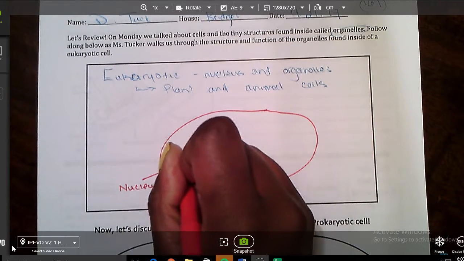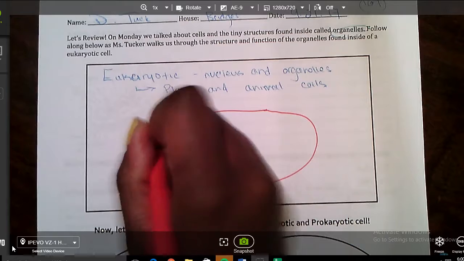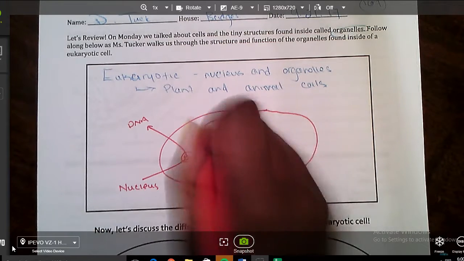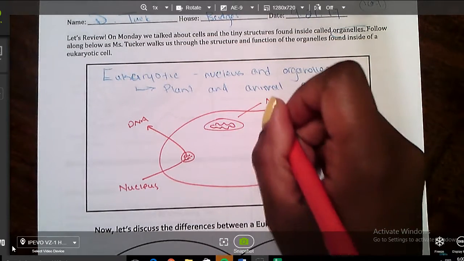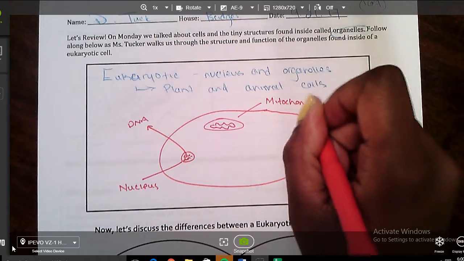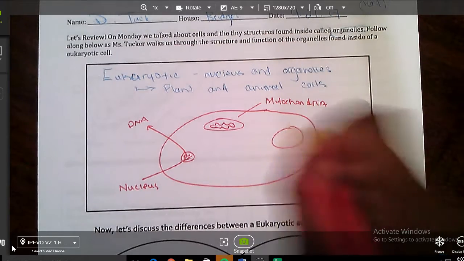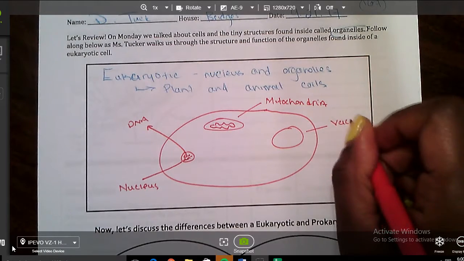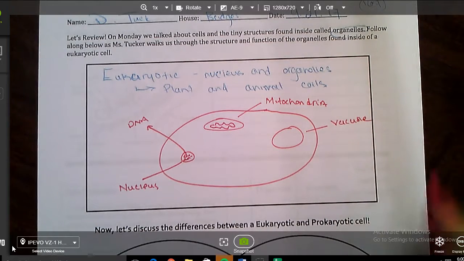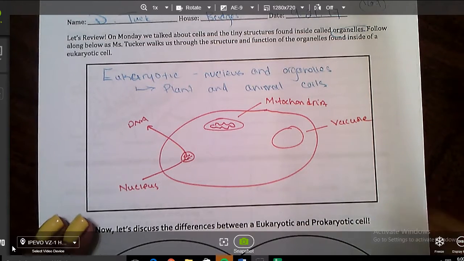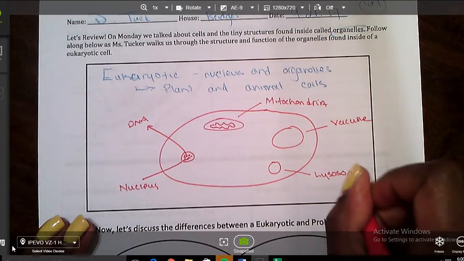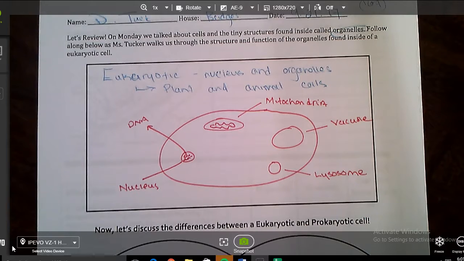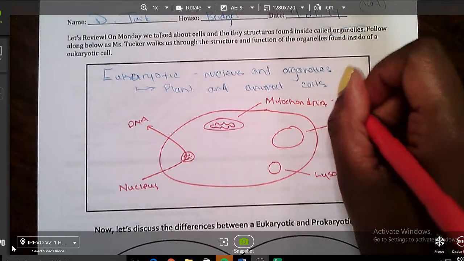Nucleus is going to contain our genetic material, which we know is our DNA. It's going to contain the organelle to make energy for the cell, which is the mitochondria. It's going to contain a structure to store water, waste, dissolved salts, food, the vacuole. It's going to contain the lysosomes, which help to get rid of garbage and trash. So we're just going to write small notes next to it.